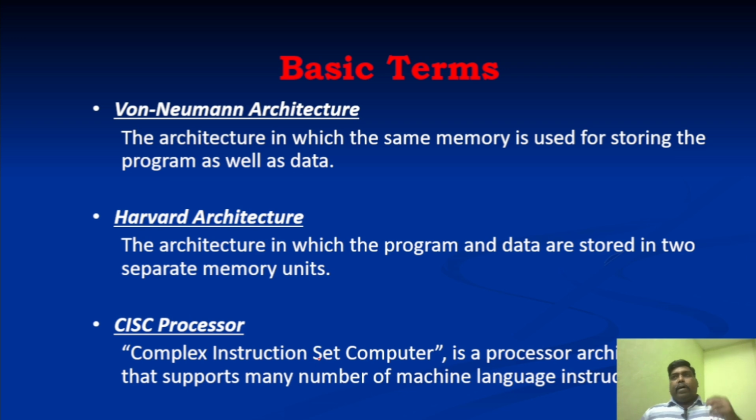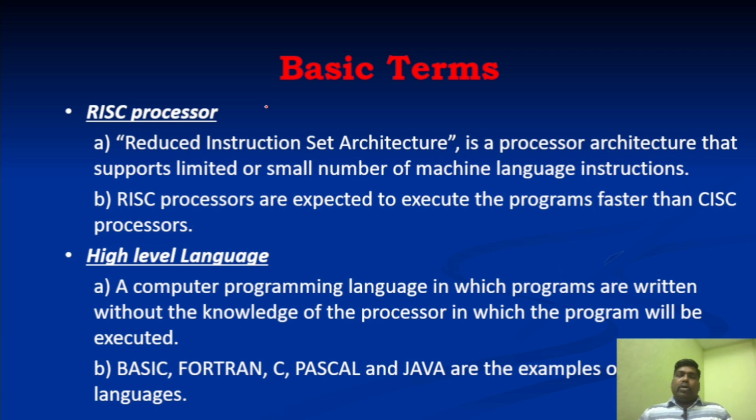And apart from it, when it comes to processors, you have the CISC processor, that is, complex instruction set computer, which supports a large number of machine language instructions. It is a complex one actually, right? But predominantly we use the RISC processor, which is reduced instruction set computer, where it will have a small number of machine language instructions, right? So a RISC processor is expected to execute programs faster than CISC because it is simpler, right?